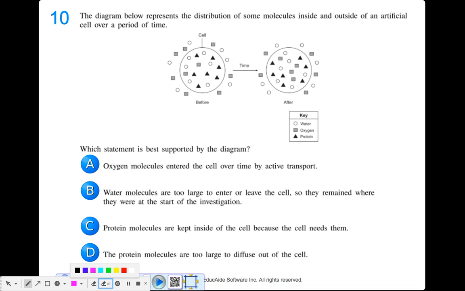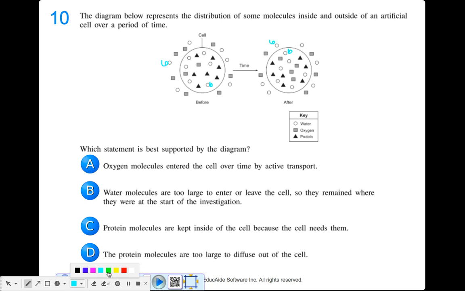So let's look to see what's changed between the two of them. Let's just look at water first. 1, 2, 3, 4, 5, 6. Water's outside. I'm going to make water blue. So we've got 6 waters outside. 1, 2, 3, 4, 5, 6. 6 waters inside. Okay, and then after we let it sit for a little bit, we still have 6 waters outside. We still have 6 waters inside. So water didn't really change.